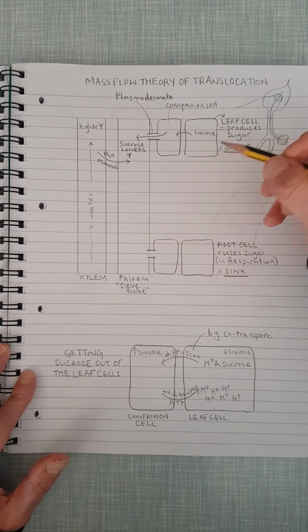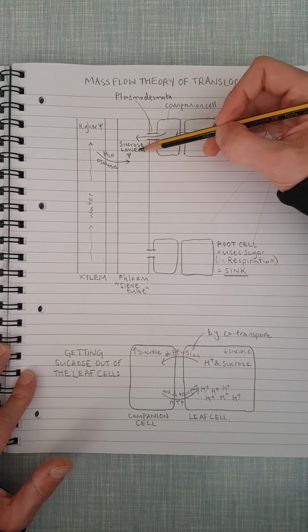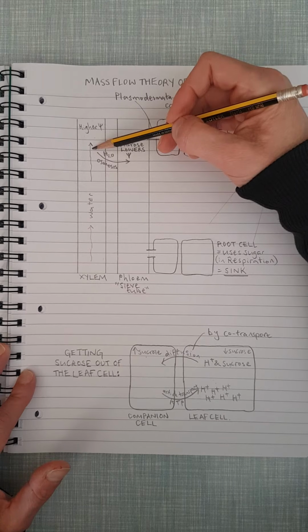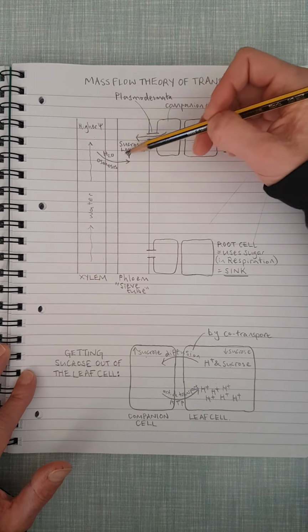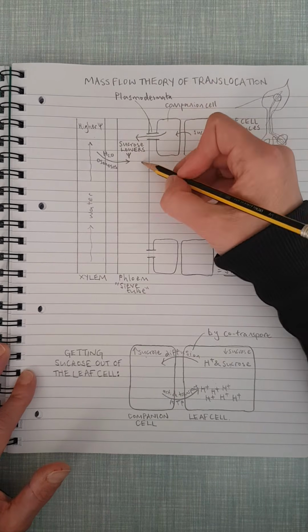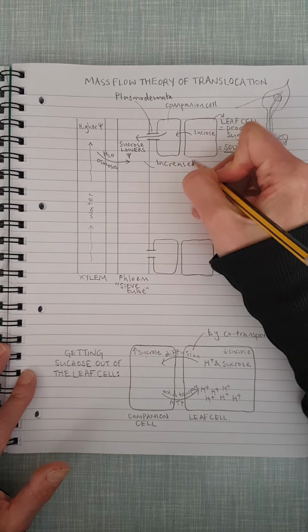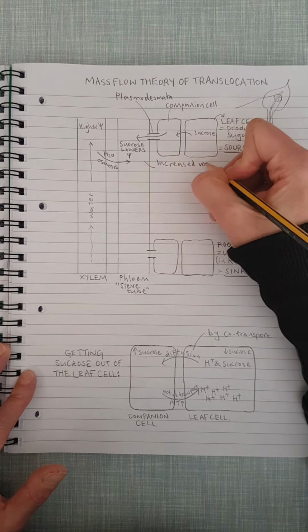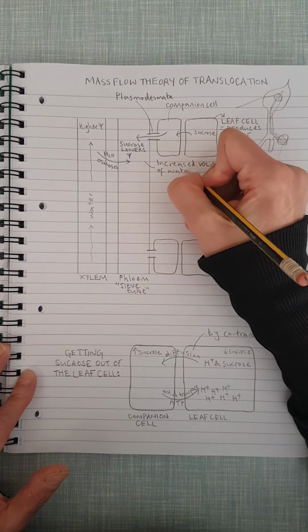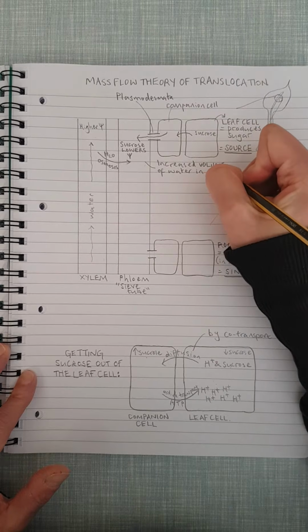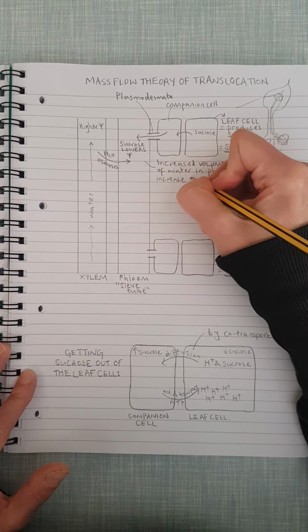Okay, so let's just recap that again. The sucrose has entered the phloem. The sucrose lowers the water potential, so it's now lower than the water potential inside the xylem. That means that water will enter the sieve tube from the xylem by osmosis. So we're getting an increased volume of water here. Let's just write that down because that's really important. So an increased volume of water in the phloem at this point, at the top of the plant, increases the pressure.